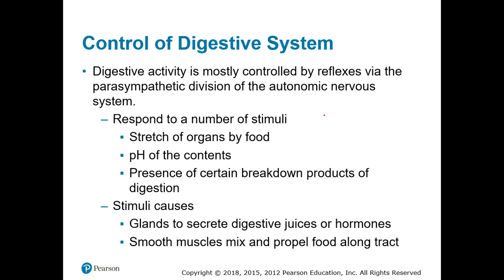Stimuli also can include things like smell. If you've ever been in a room and smelled something good, you start producing more saliva because your body is getting ready to eat that food. Now, these stimuli are going to cause glands to secrete digestive juices, hormones, or chemicals to break down food. And it's also going to start telling your smooth muscle to start mixing and propelling food along your digestive tract.